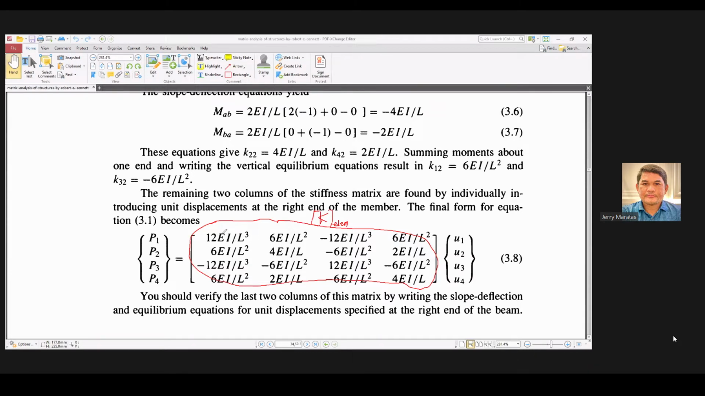So if you try to analyze this, as mentioned earlier, we now consider the rigidity, unlike in our truss. So here we have E, I, and L. I is the moment of inertia. E, of course, the modulus of elasticity. And of course, L is the length of your element or member. Okay.